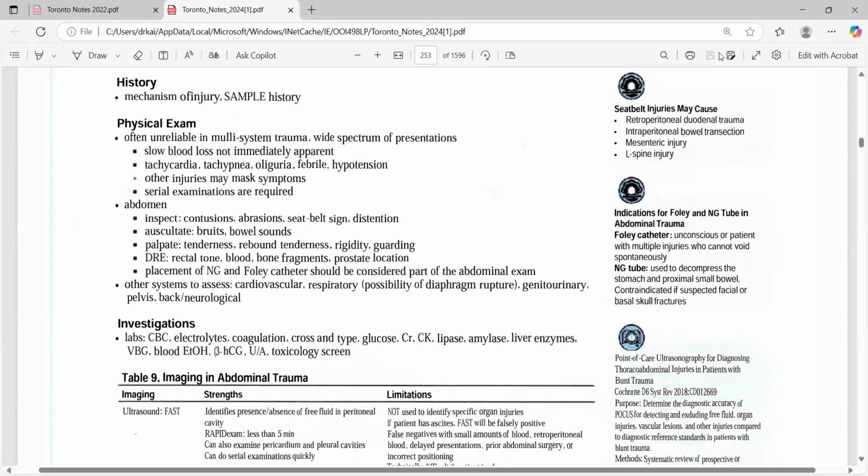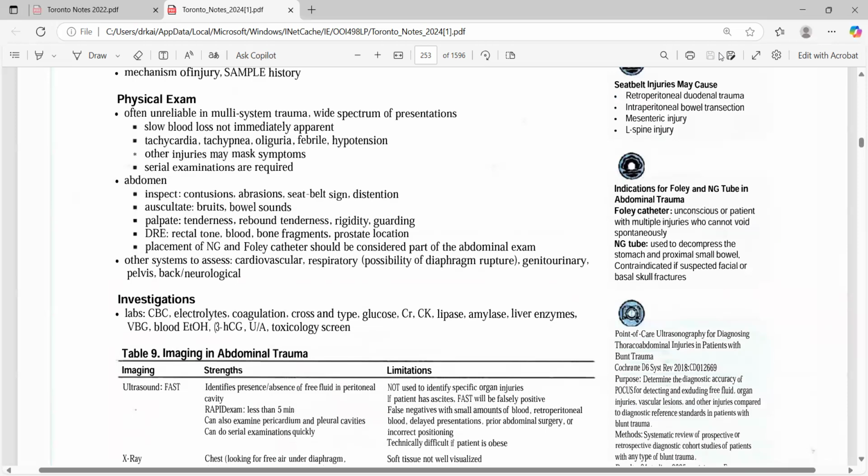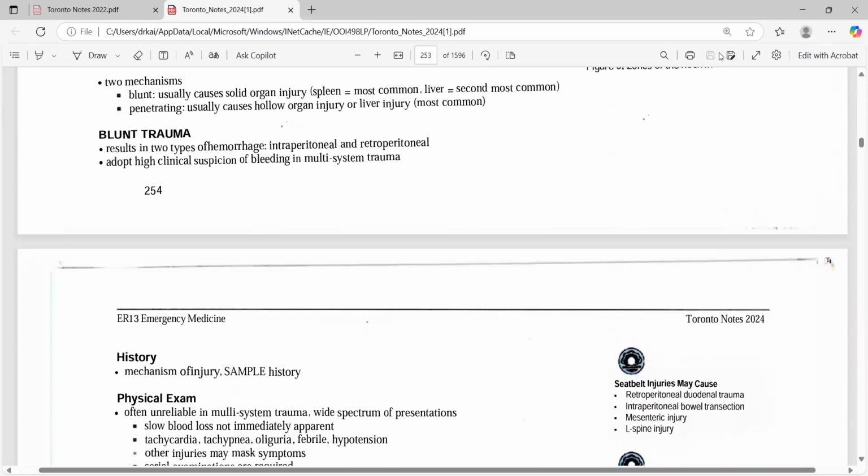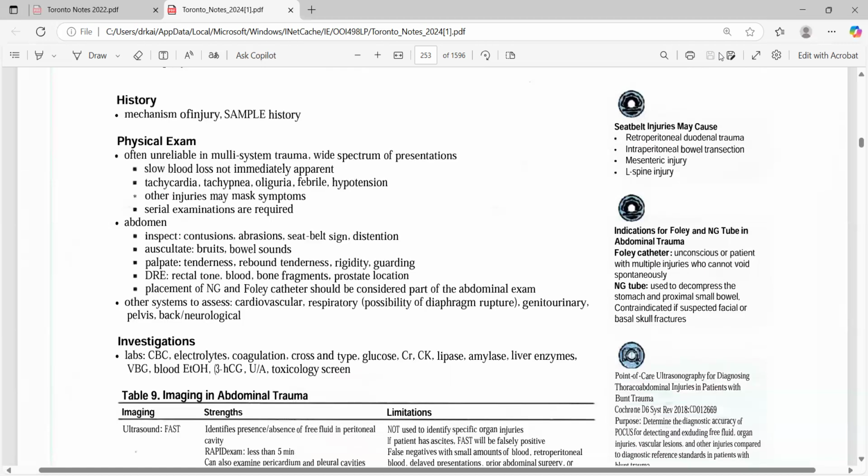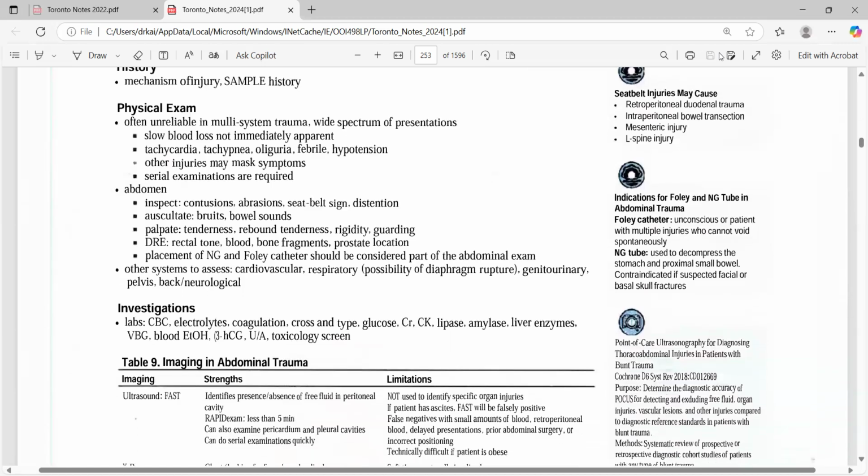In the physical examination of blunt trauma of the abdomen, there is slow blood loss, not immediately apparent: tachycardia, tachypnea, oliguria, hypotension. Other injuries may mask the symptoms, so serial examinations are required. You start with inspection, auscultation, palpation, and DRE. Starting with inspection, what are you going to see? They do ask in the questions what you are looking for in inspection, and then the options they give you. So contusion, abrasion, seat belt sign, and distension.